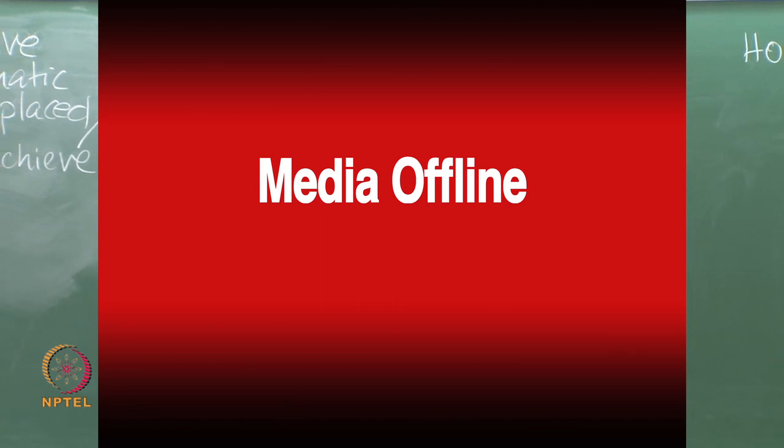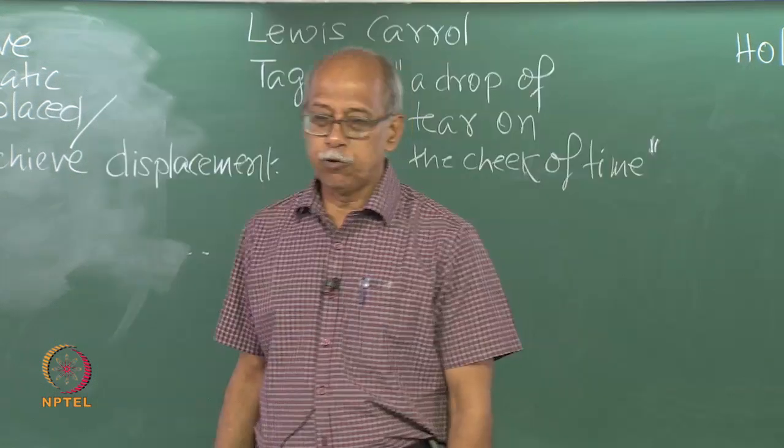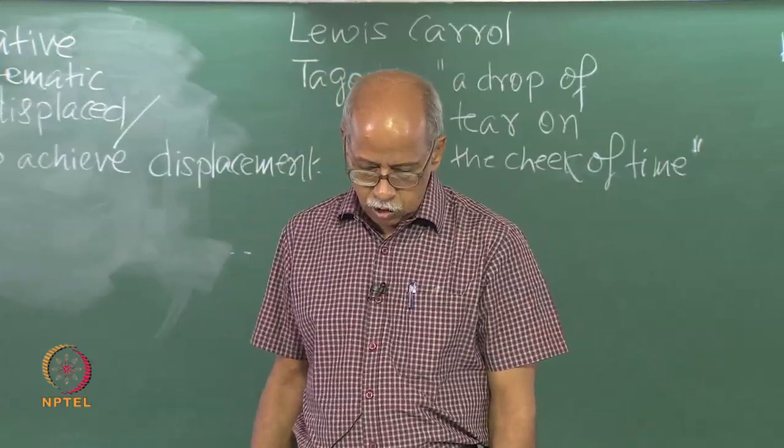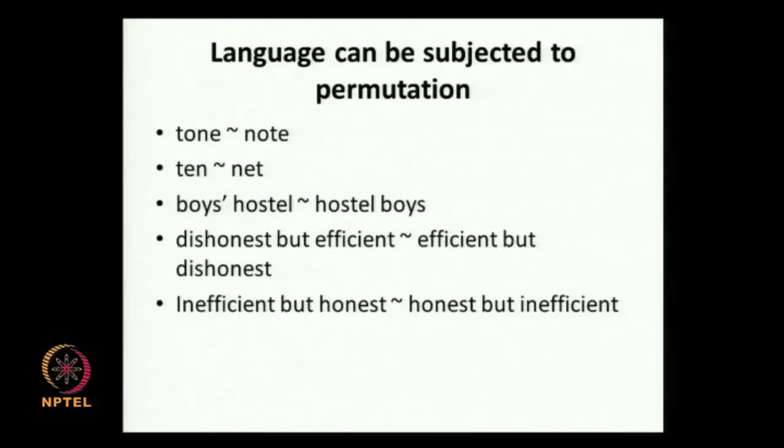Actually, it also influences your social judgment. If you hear about somebody who is dishonest but efficient, it is one thing. But if somebody says efficient but dishonest, it is another thing. What comes first? What comes next? What kind of impression is left? All of these things make a total impact. So language is not an arbitrary structure. It may be arbitrary in meaning, but a structure is pretty systematic.